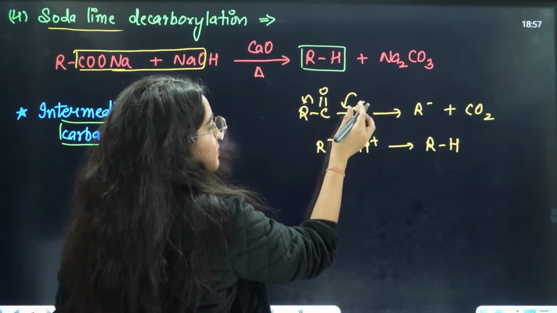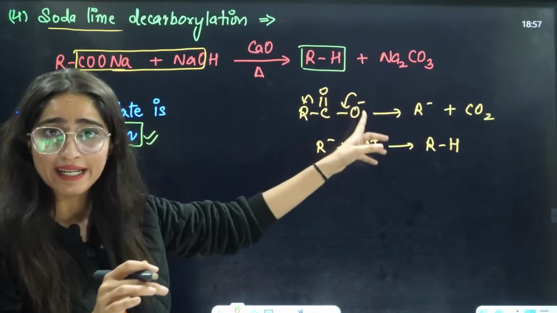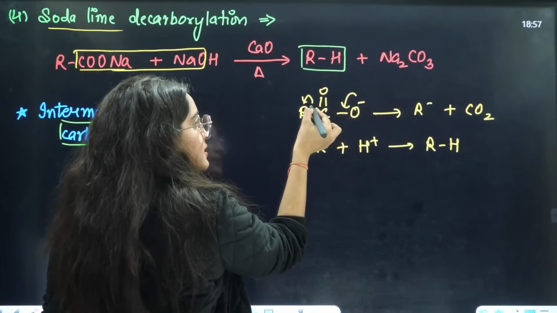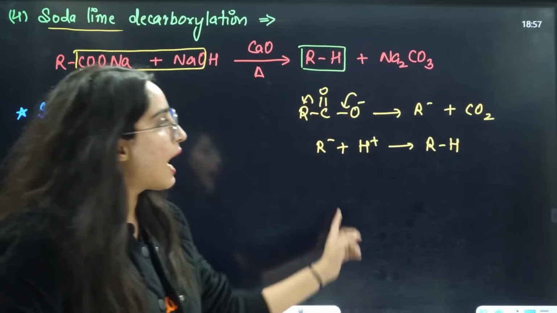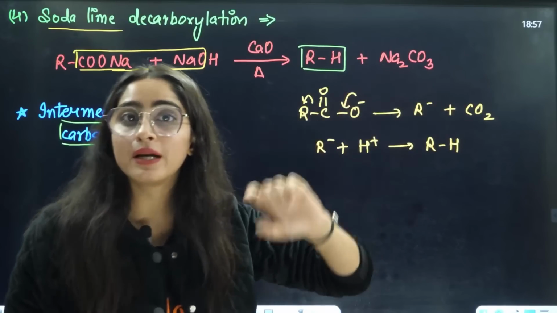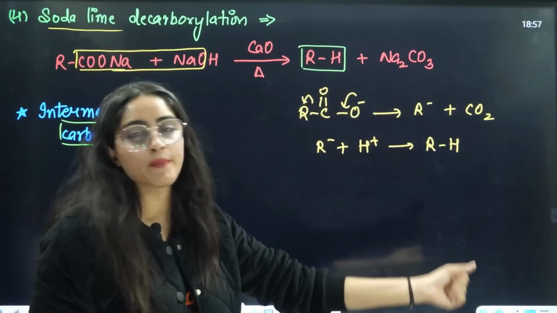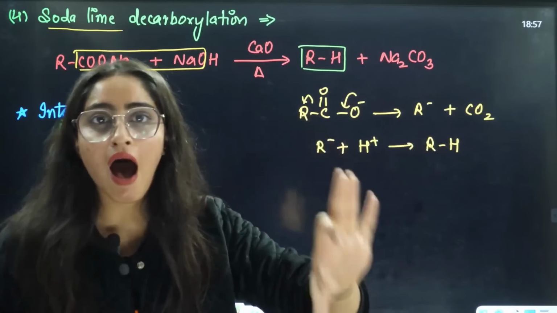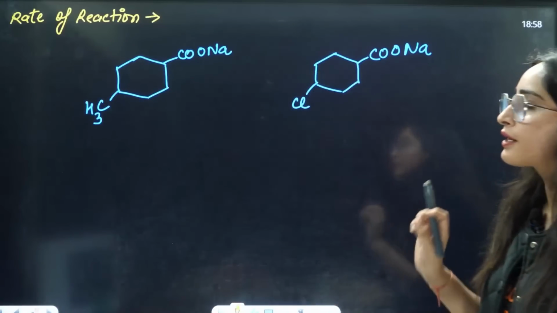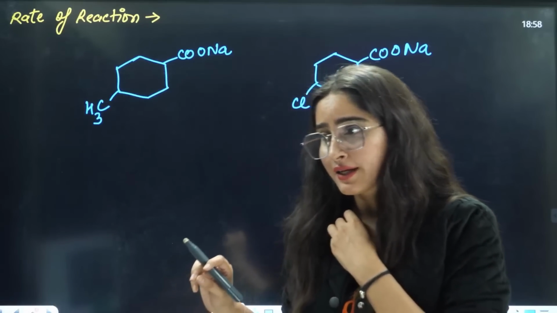As you can see in the mechanism, firstly this will split into the ions, that is RCOO negative and Na positive. Now from this, the electron will jump, this bond will jump onto the R, and hence you will have the formation of R negative. This is the carbanion. That is why the stability of this reaction will depend on the carbanion stability. Now this R negative will combine with H positive, and you will have the formation of RH. And hence they can ask you a question like the rate of reaction.